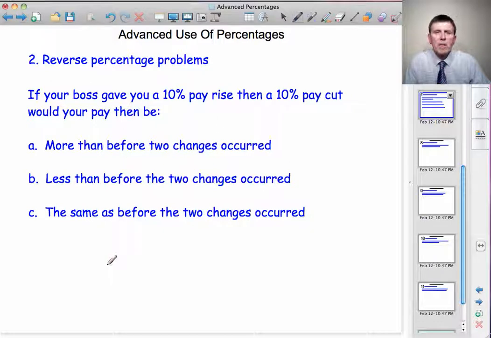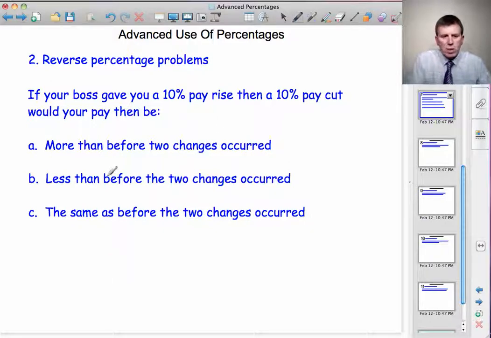To get you thinking about it, let me pose the following problem. If your boss gave you a 10% pay rise and then gave you a 10% pay cut, would your pay then be more than before the two changes occurred, less than before the two changes occurred, or would it be the same as it was before the two changes occurred? Have a few seconds to see what you think. Okay, let's work out what the answer is.